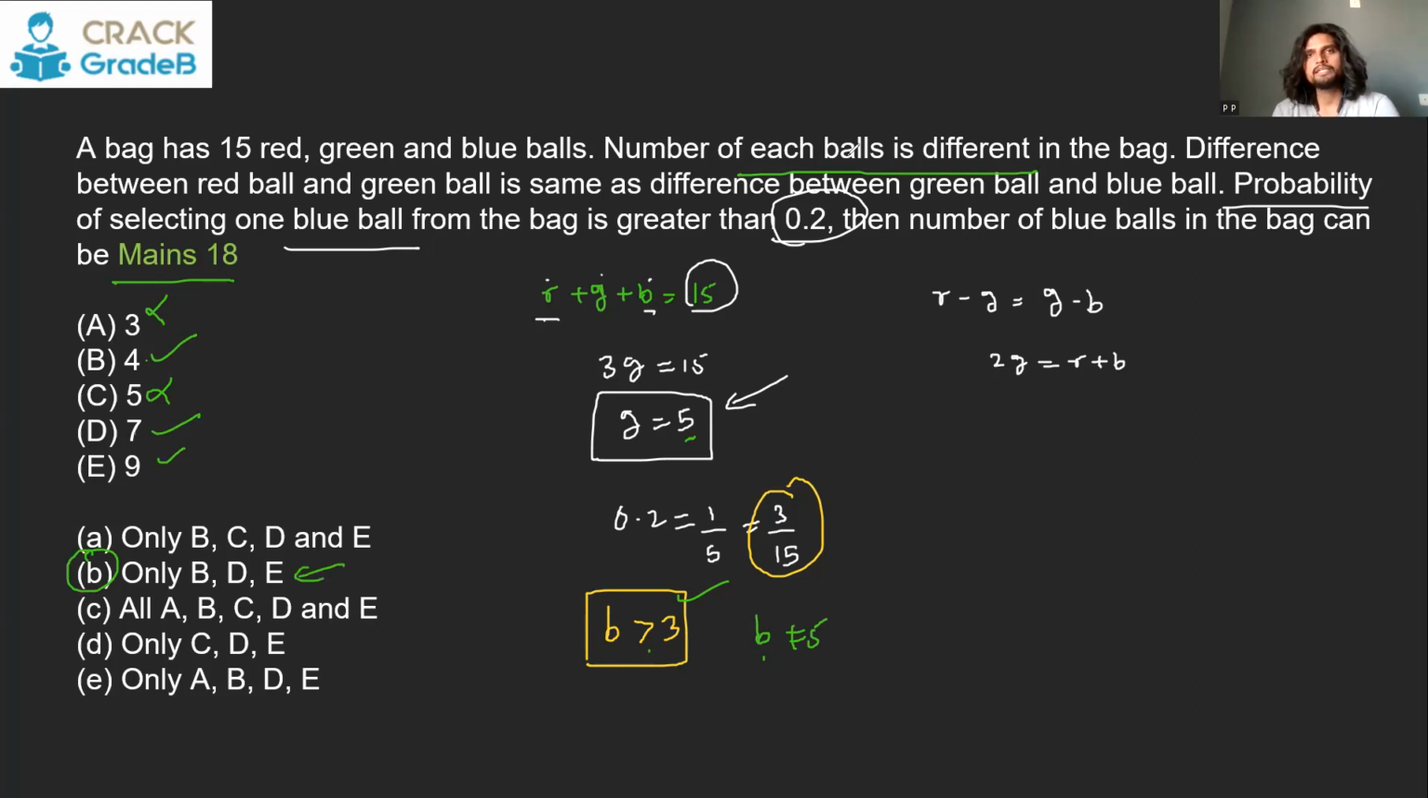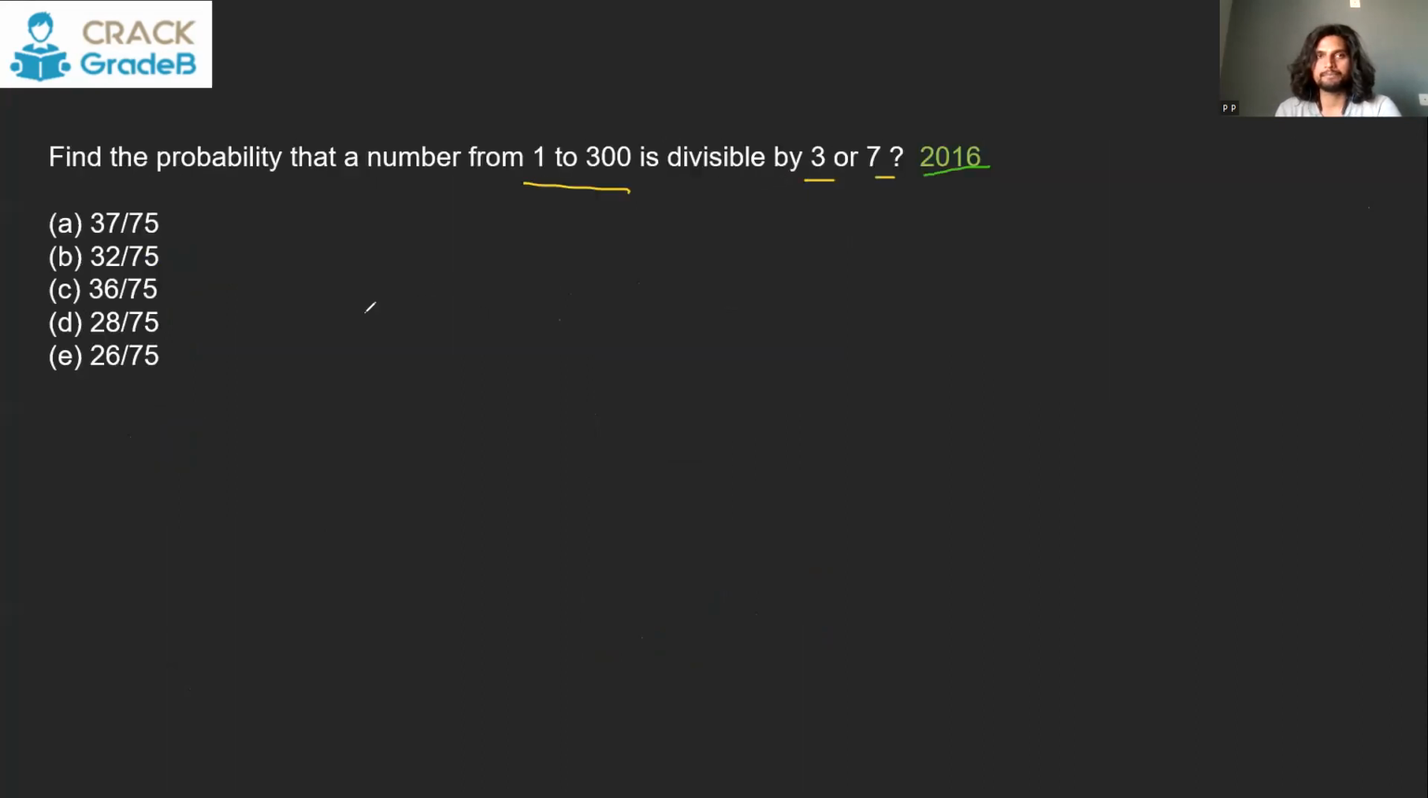Easy. Let's see one last question from this topic. This is again a question that they asked in 2016, one of the banking exams. It is a little different, yet easy. Find the probability that a number from 1 to 300 is divisible by 3 or 7.